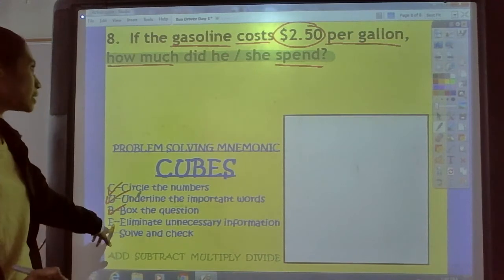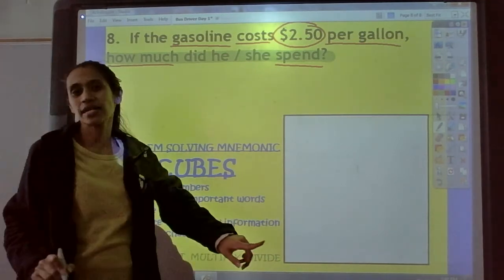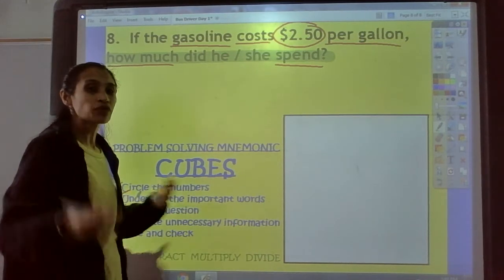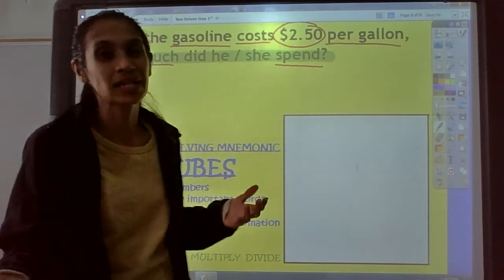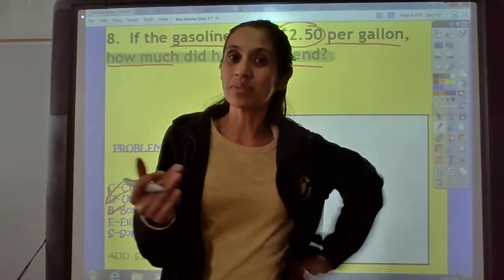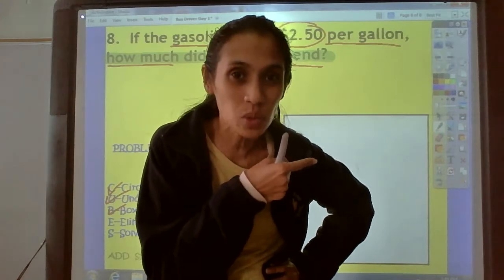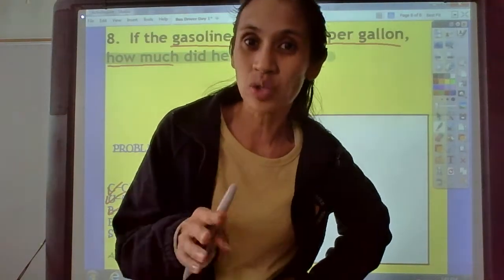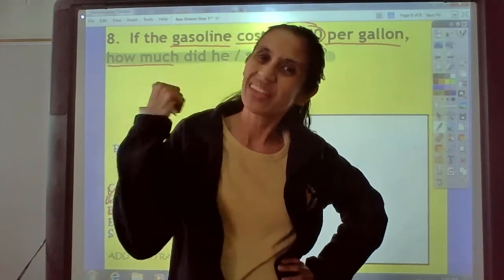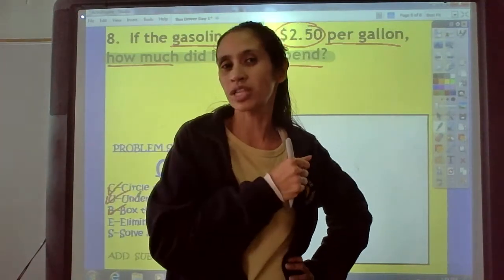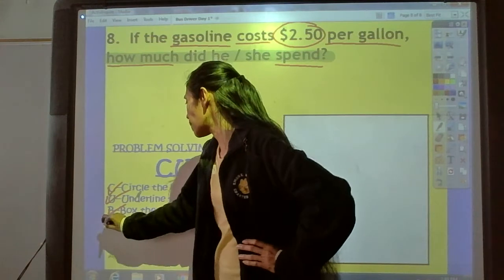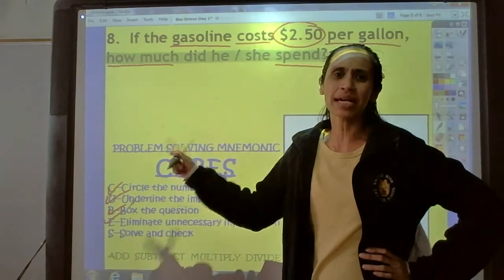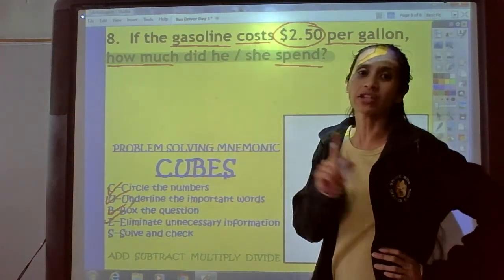The next step is E. Eliminate the unnecessary information. Now, for all these problems, we have not had to eliminate anything, but sometimes in math, do you know some people want to trick you with math and give you information that tries to throw you off, that you don't need, to confuse you? But these all had information that we needed, so we're done with that step. And the last step is the S step, solve and check.